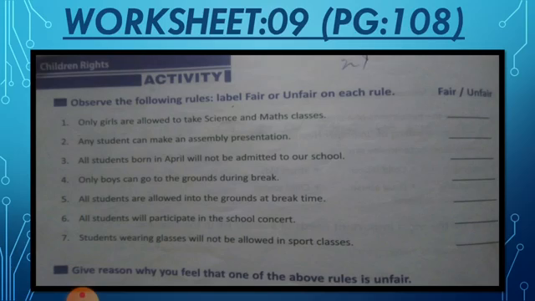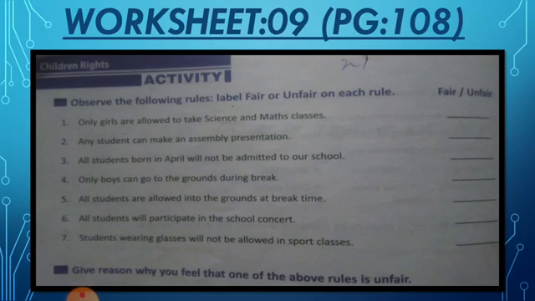If you think a statement is unfair, you mark unfair in the blank space in front of this statement. Or if you think this statement is fair, mark fair in front of it. I am reading these statements and also giving you the answers. Number 1. Only girls are allowed to take science and maths classes. This rule is unfair because everyone is allowed to take science and math classes. Girls or boys, both are allowed.